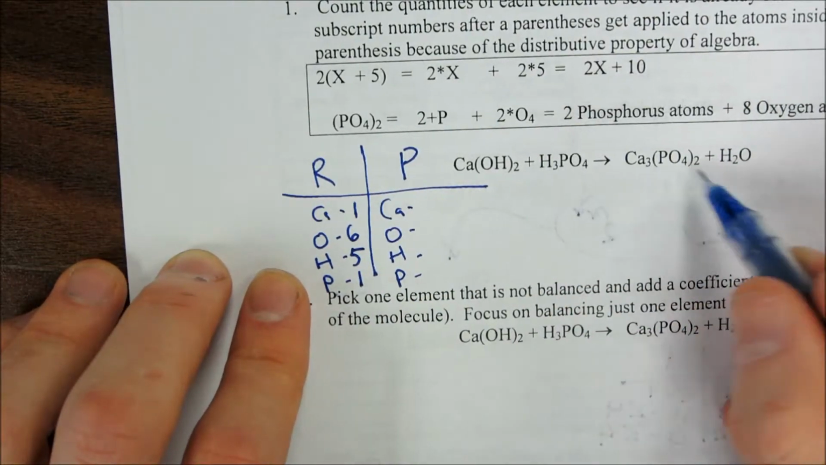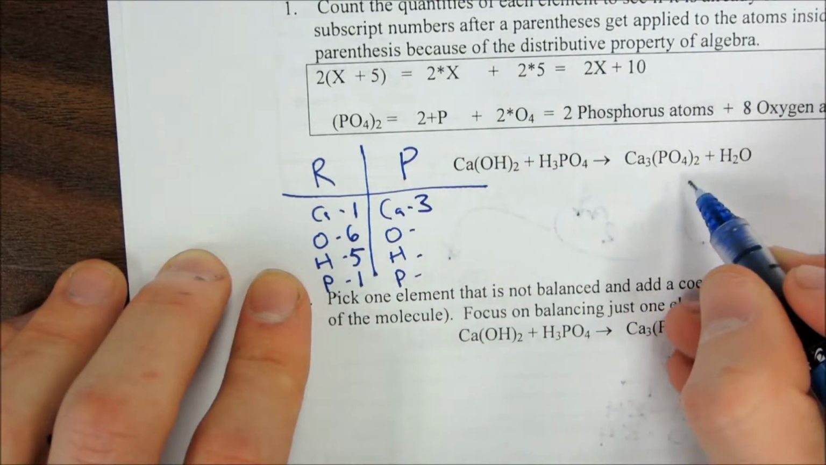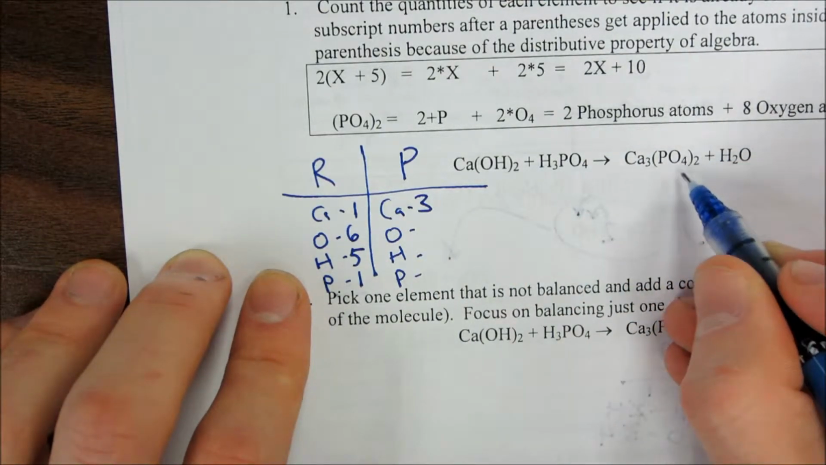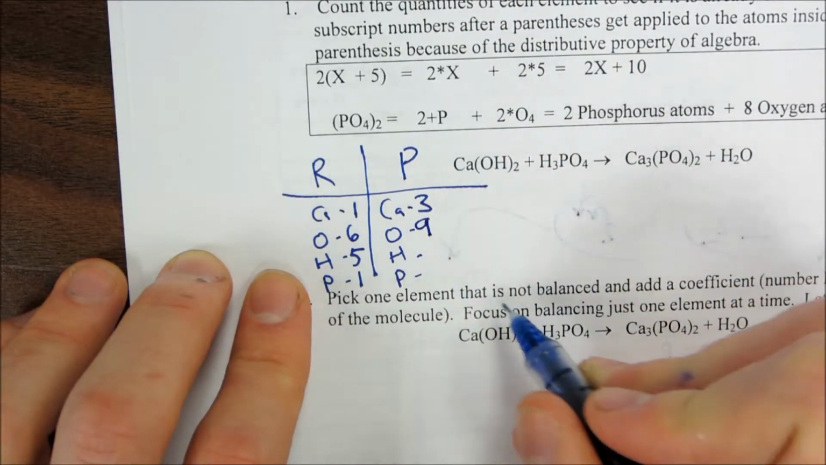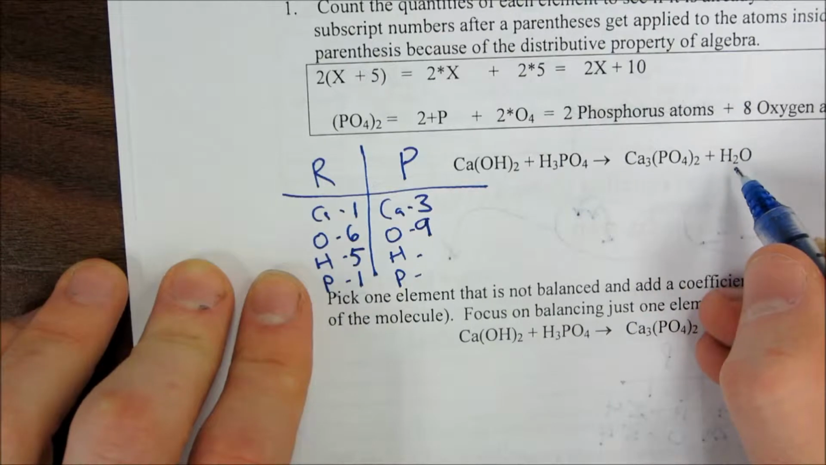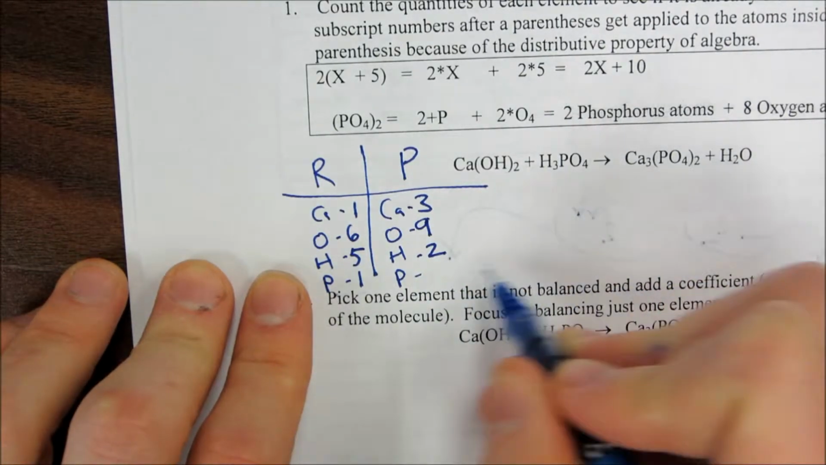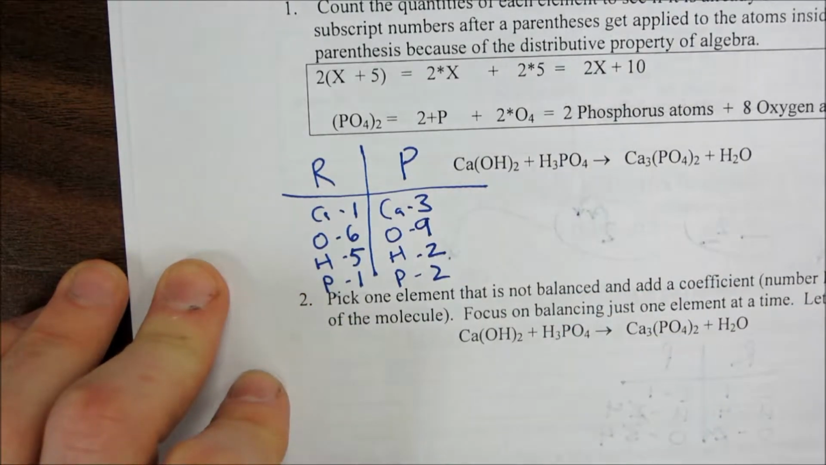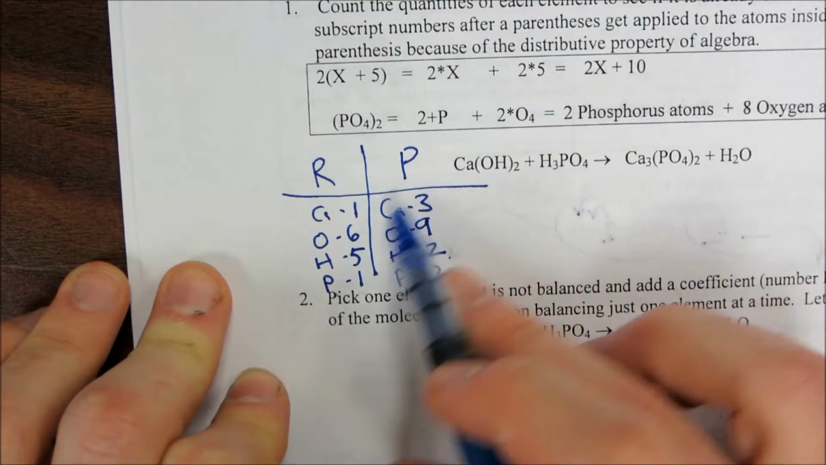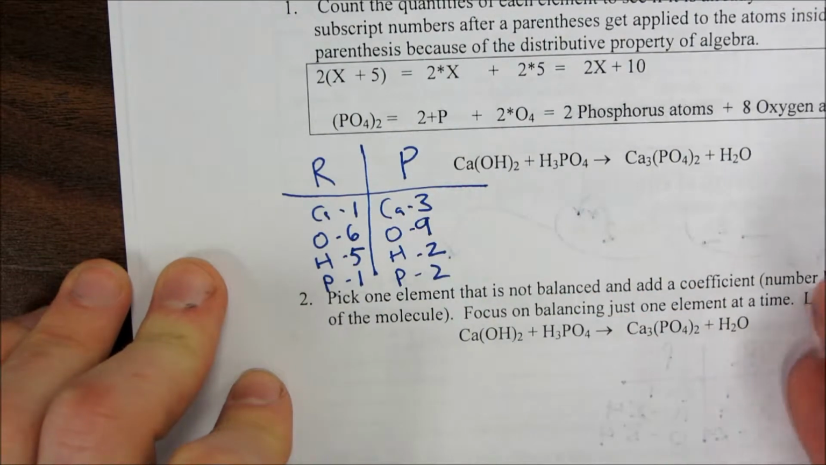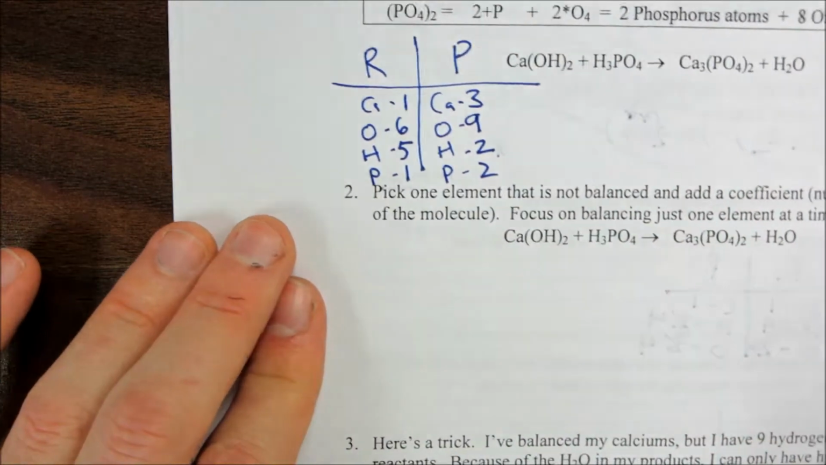If we look over here at our products, we see that we have 3 calciums. In terms of oxygens, we have 4 times 2, 8 oxygens here, plus 1 here for a total of 9 oxygens. Our hydrogens, we have 2 hydrogens. And for phosphorus, we have 1 times 2, 2 phosphoruses. Okay, we're ready to begin balancing this. It's clear that it's unbalanced right now. So let's just pick one thing and balance it. Since it's at the top, I guess I'll start with my calcium.